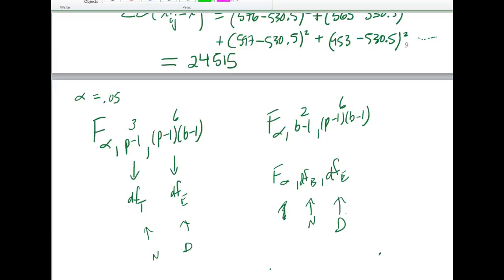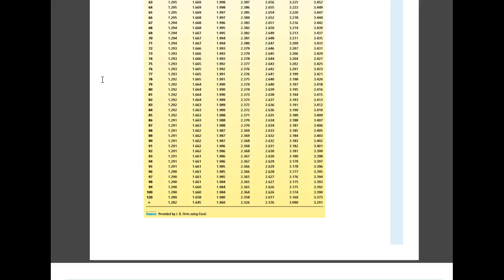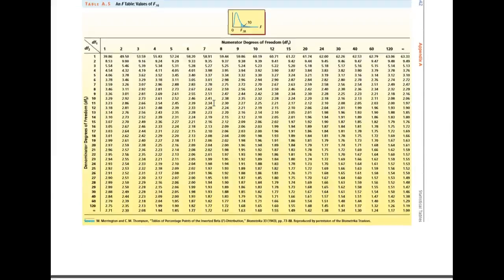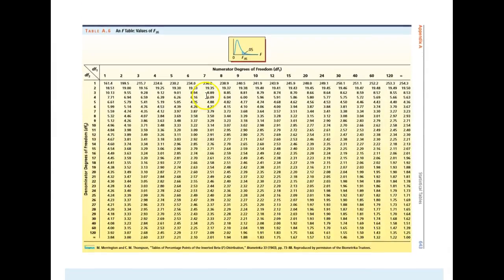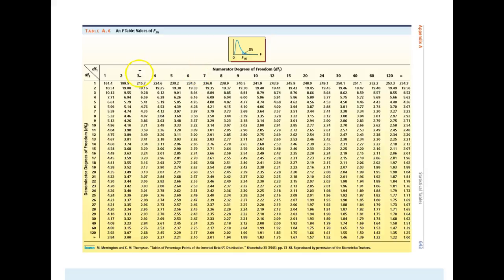Okay, so now we would go to our table, the F table of 0.05. The numerator is on the top and the denominator on the bottom. So the first one that we're looking for, I believe, was 0.05, 3, and then 6. So 3, 6. So 4.76.